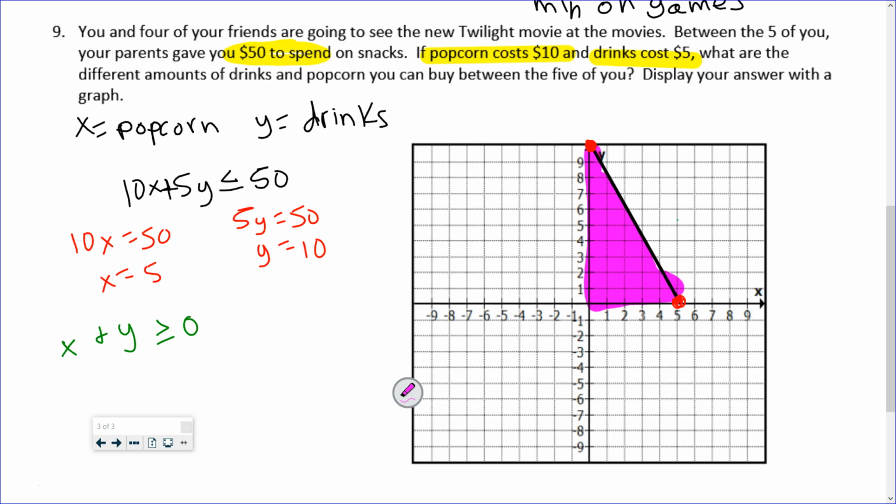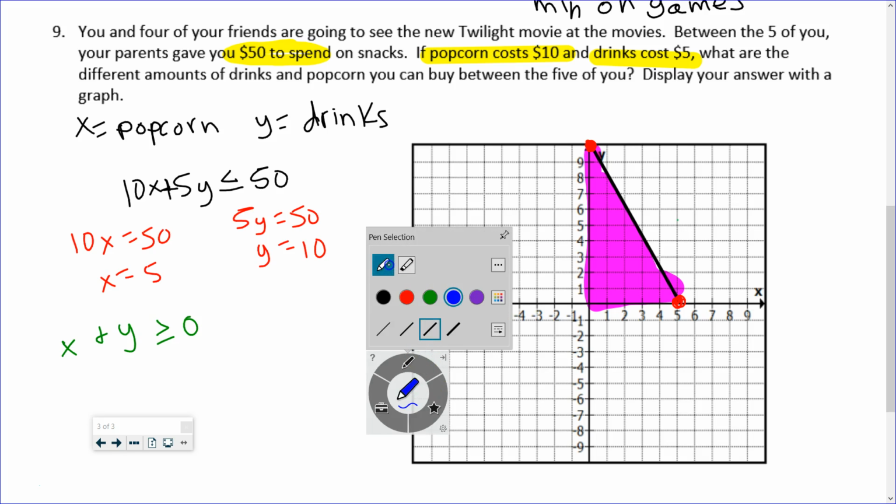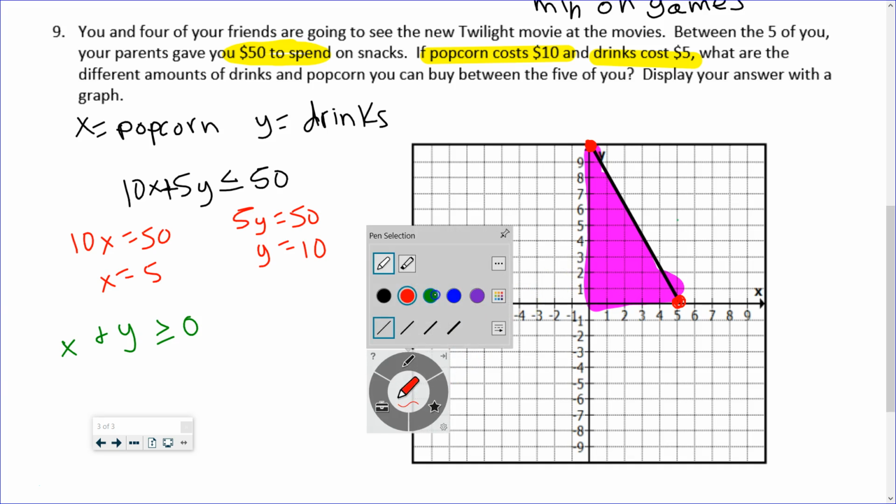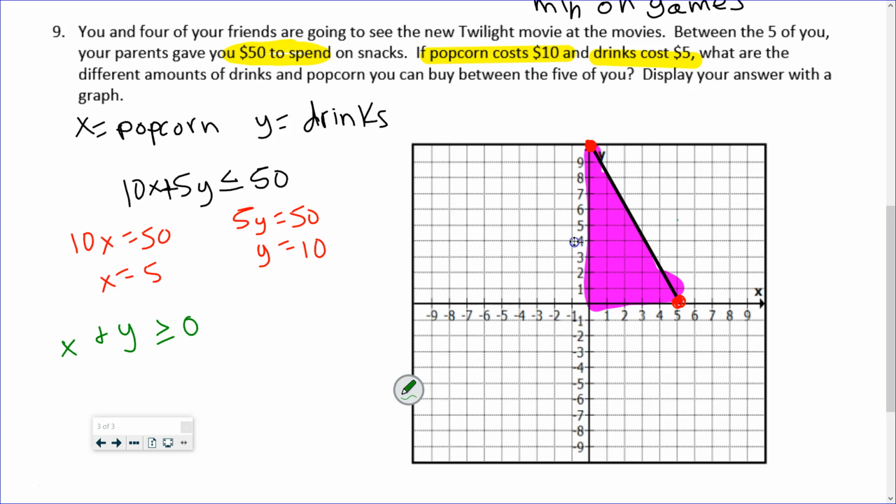So tell me, how many popcorn and drinks could I buy for me and my friends? I could get 2 drinks and... 4. Well, 2 drinks is here. Oh, wait, no. Wait. I could get 2 drinks and 2 popcorns, right? This is my drinks, right? Down here is my popcorn. I could get 2 popcorns and 5 drinks.